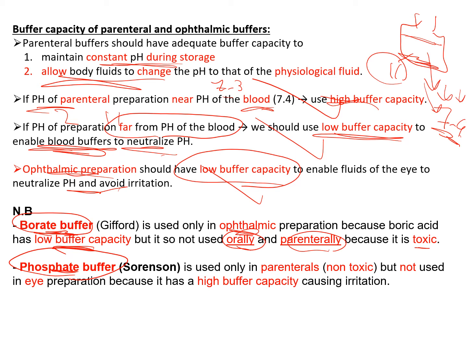On the other hand, phosphate buffer is very safe in terms of toxicity, of course, and can be used for injection. But by default, compared to the eye's needs, it has high buffer capacity. So it is not toxic, it can be injected, and it is taken by the parenteral route, but it cannot be used in the eye because by default, phosphate buffer has high buffer capacity and it may lead to irritation in the eye. So borate buffer is more suitable for the eye, phosphate buffer is more suitable for injection.